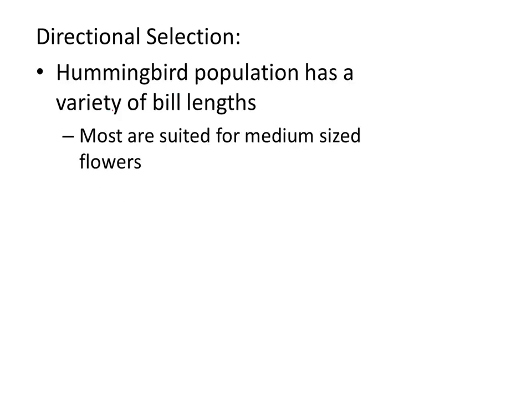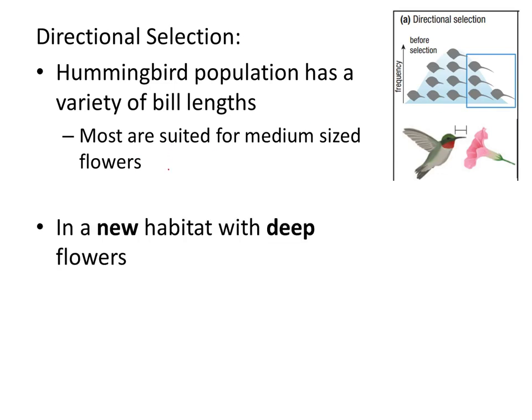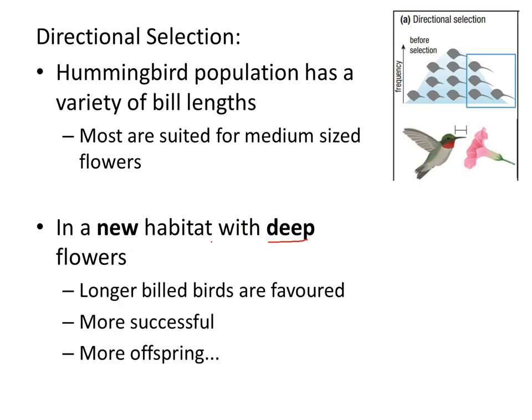So the hummingbird population has a variety of bill lengths. And think of that normal distribution. Some have short bills, some have long bills. Most of them are medium-sized. And the flowers work for those ones. However, imagine a new habitat that has deep flowers. So if you have more flowers that are deeper, having a longer bill would be an advantage. The environment would select for longer-billed birds.